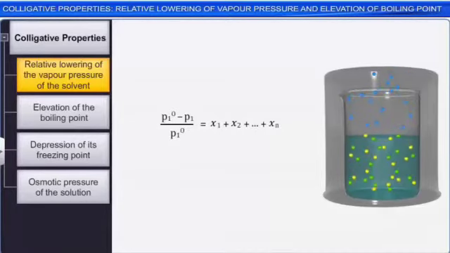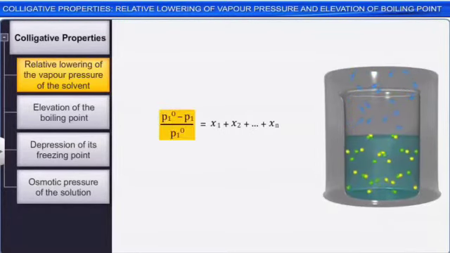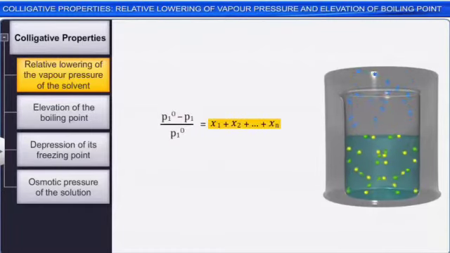If the solution contains more than one non-volatile solute, then the relative lowering in vapor pressure of a solvent is equal to the sum of the mole fractions of all the non-volatile solutes.